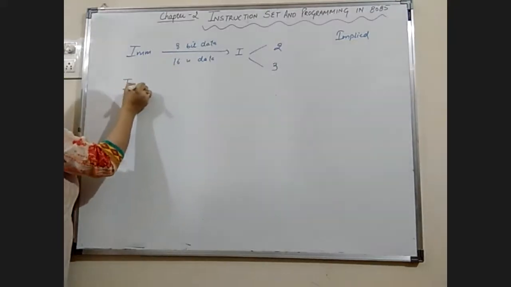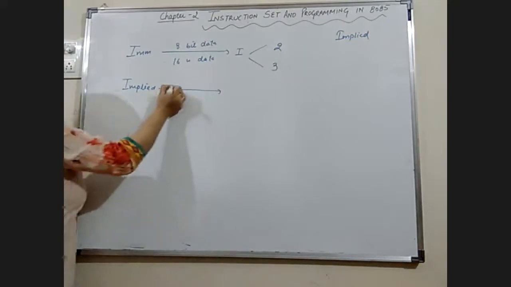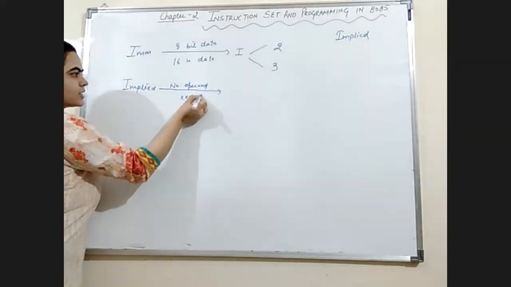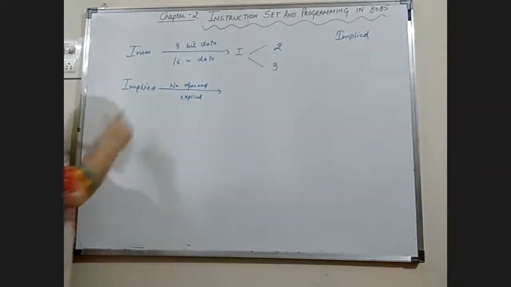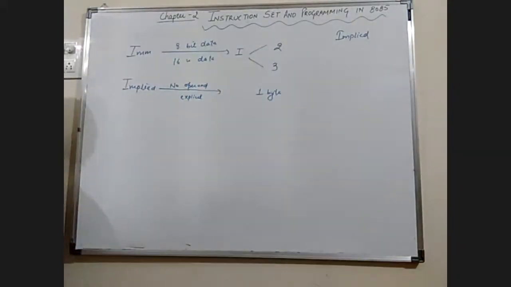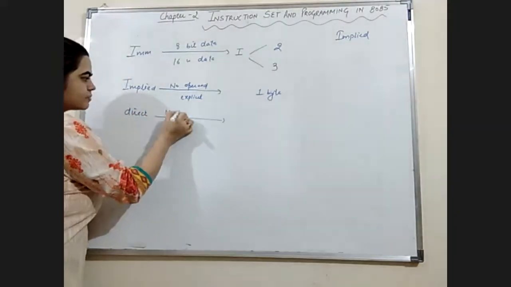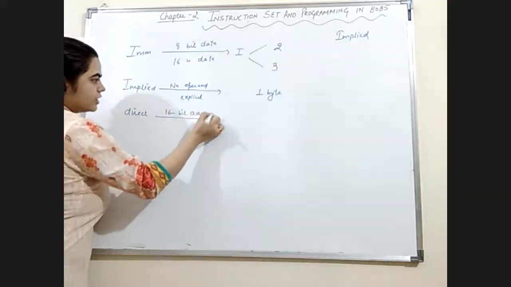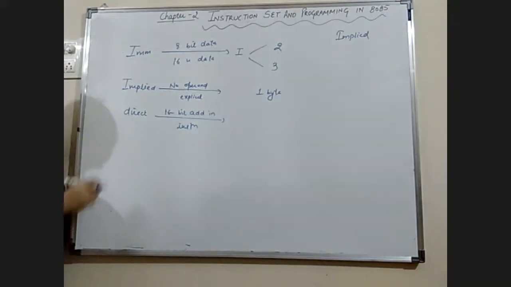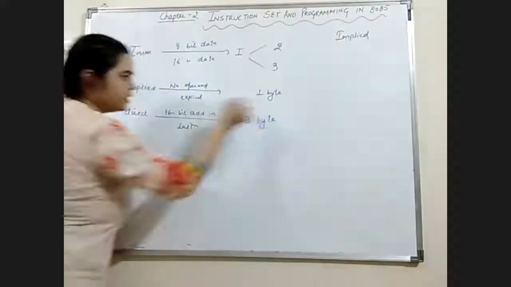Next one is implied. In case of implied, no operand is explicitly specified. Okay, so these instructions are of 1 byte only. The next we have is the direct addressing mode. So in this case a 16-bit address is in the instruction. So if the address is given in the instruction, then we can call that instruction a direct addressing mode, and these instructions are of 3 bytes.